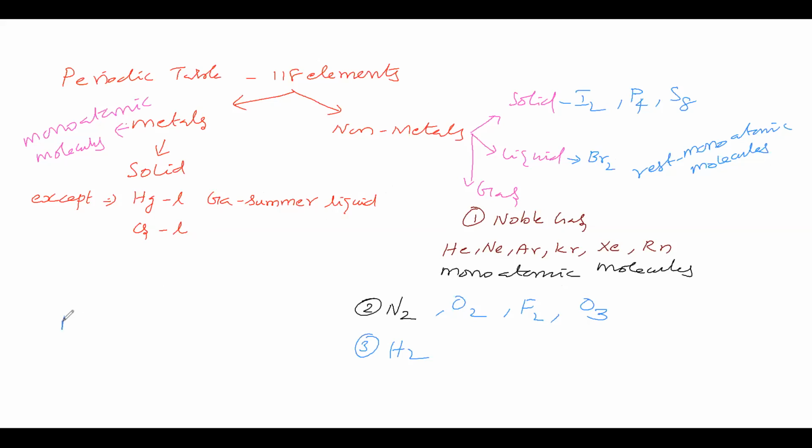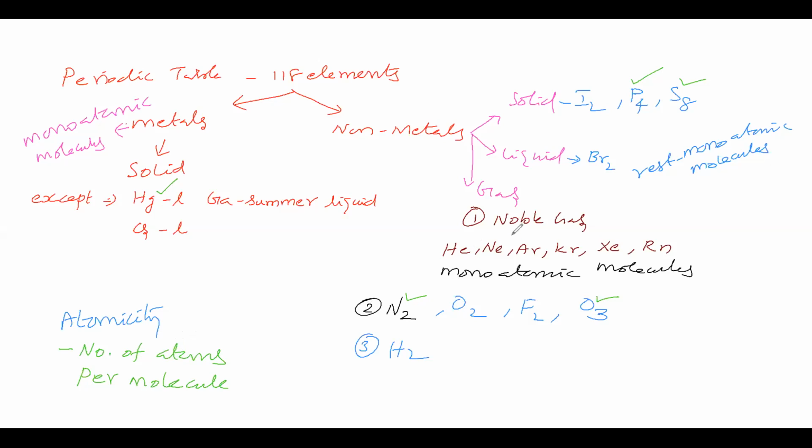Next, atomicity. What is meant by atomicity? Atomicity means the number of atoms per molecule. For this, atomicity is 2 because the molecule contains 2 atoms. For this, atomicity is 3 because it contains 3 atoms. This one is 8 because it contains 8 atoms. This one is 4 because it contains 4 atoms. This one is 1 because it is monoatomic.